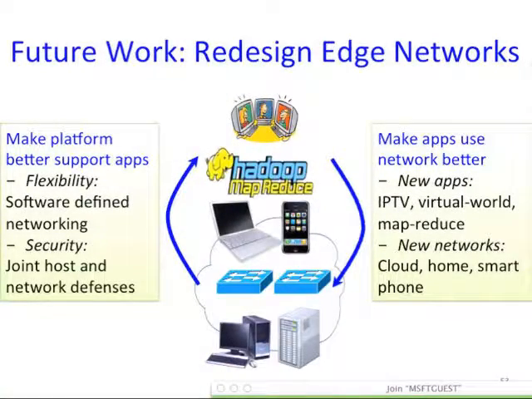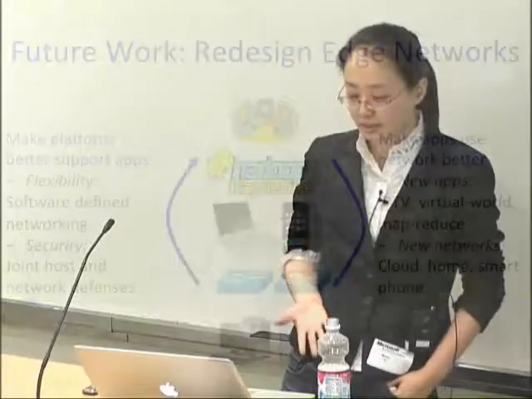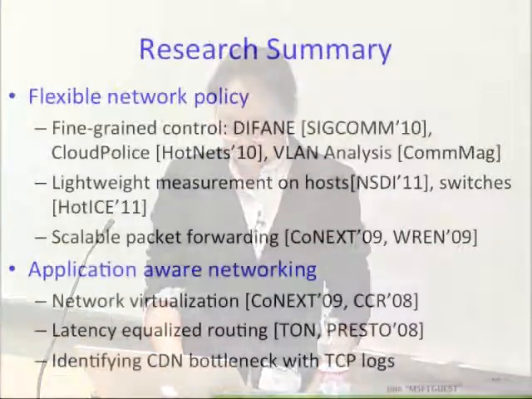For future work, I hope to continue working on this edge network area, but focusing on the interactions between the applications and the network and the platform. The first aspect is how to make the platform better support the applications, make it more flexible using software-defined networking techniques, and make it more secure by combining host and network defenses together. On the other hand, I want to look at how to make applications use the network better. I want to look at new types of applications and see how to fit them better with these emergent types of networks, like cloud home networks.